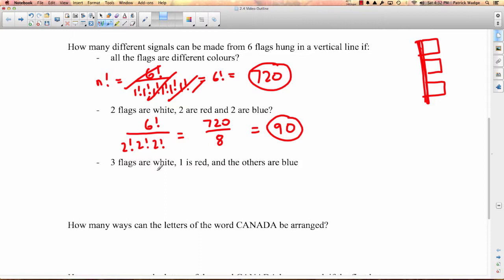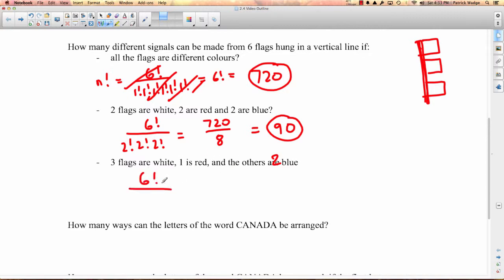Next one. This time we have 6 flags again. 3 flags are white, 1 is red, and the others are blue. Well, how many blue ones are there? There's 6 total, 4 here, so that means there's 2 blue ones. Okay, same thing. We start with 6 flags, so 6 factorial.